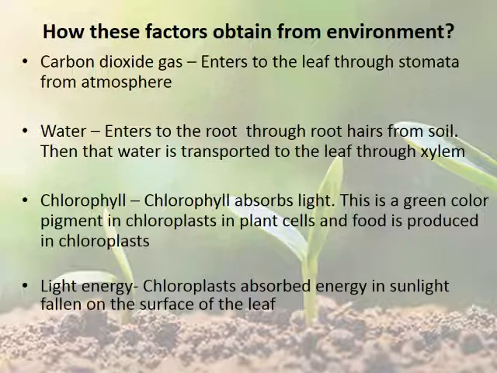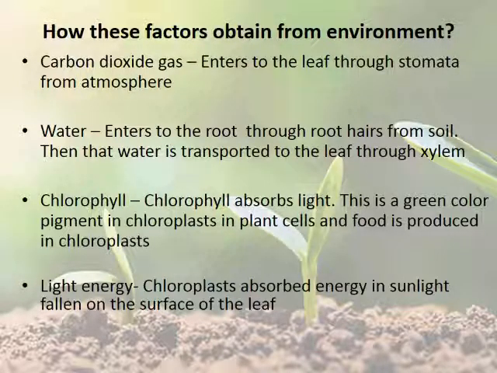Then, let's look at how these factors are obtained from the environment. The first one, carbon dioxide gas. It enters the leaf through stomata from the atmosphere. Then water. The water enters the root through the root hairs from the ground or soil. Then that water is transported to the leaf through xylem. Xylem is the specific tissue that is responsible for transporting water throughout the plant.